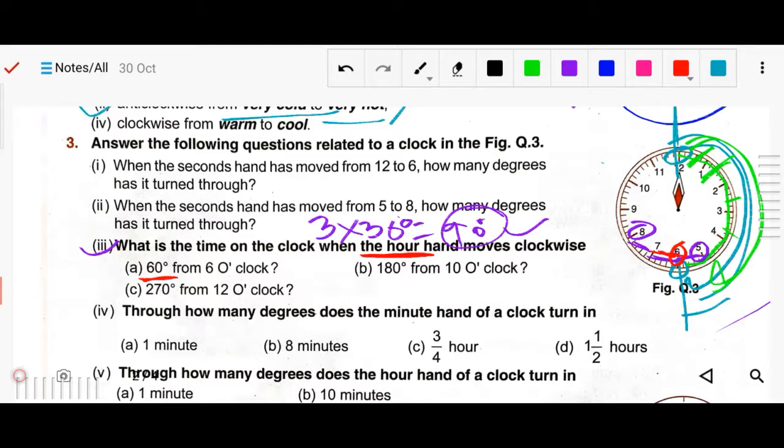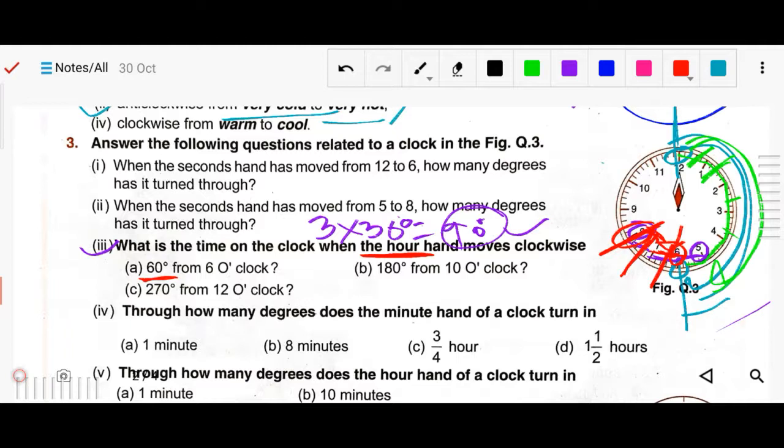So 30 degrees will be between 6 to 7. If it moves from 6 to 7, it will be 30 degrees, and again one more it will move, because this is the 30 part, this is the 30. So where will it reach now? It will reach 8 o'clock. Understood? Or simply you can divide it. 60 degrees from 6 o'clock means 30 plus 30.